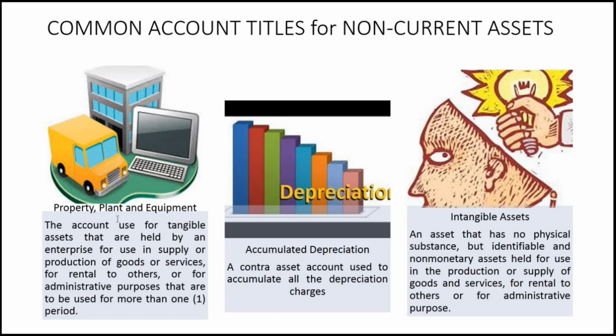So, in short, PPE minus accumulated depreciation, that is considered now as your net book value. So, again, this is a contra-asset account used to accumulate all the depreciation charges. So, the effect is, itong accumulated depreciation, makaka-reduce, or makaka-decrease sa property, plant, and equipment.